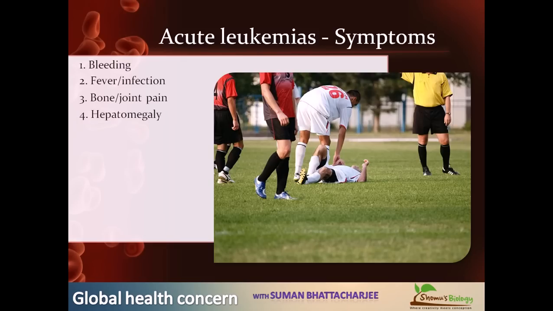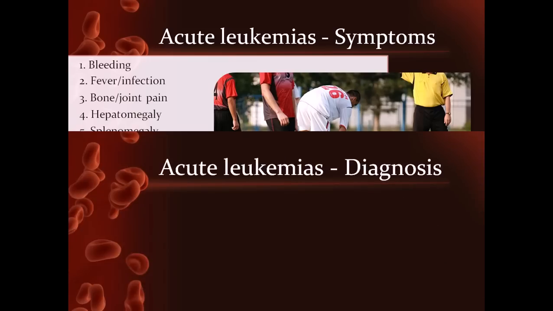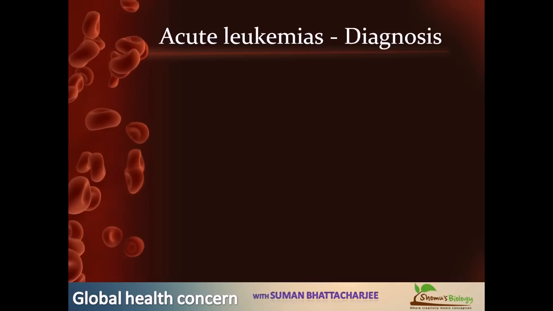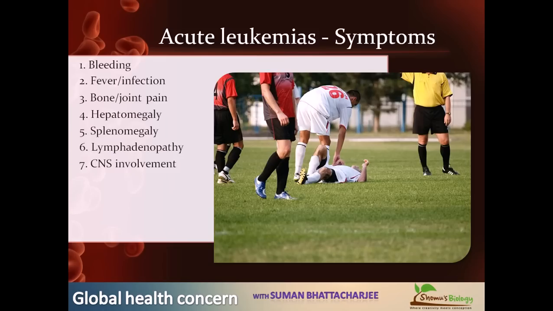Along with that, we have symptoms like hepatomegaly and also splenomegaly. Hepatomegaly means enlargement of the liver, and splenomegaly means enlargement of the spleen. Then there is lymph involvement, and CNS involvement is also there. So all of these are symptoms of acute leukemia.